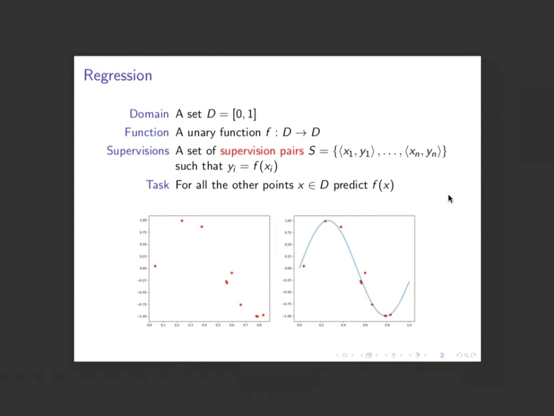But suppose now that we have a regression task. So we have a set D in the interval [0,1], and we have a unary function. So now we have a function symbol, f. And we have a number of such pairs. And the task is to predict f of x. So now we are interested in f of x.